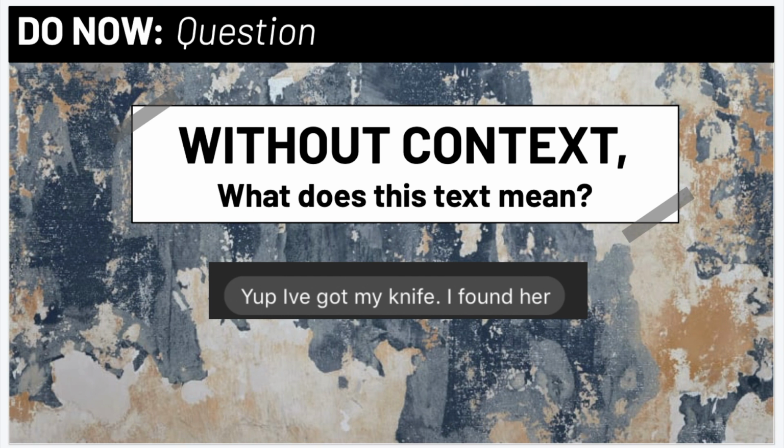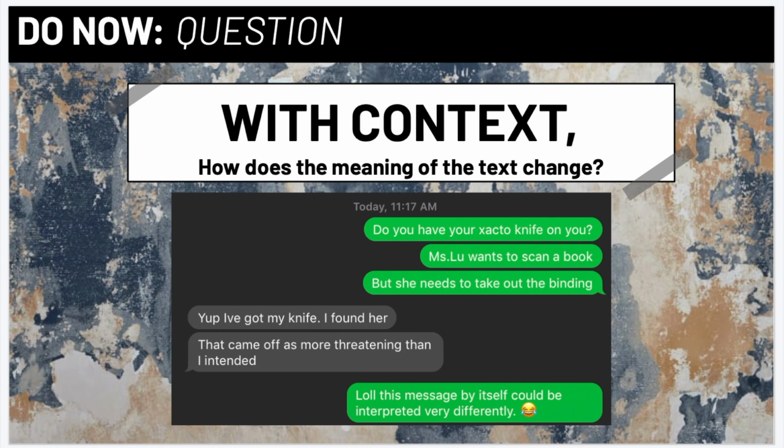So hopefully you've taken a second, you've thought about what this text might mean without any context. And now let's get the context. Do you have an X-Acto knife on you? Miss Lou wants to scan a book, but she needs to take out the binding. And we have this text message again. It says, "Yep, I've got my knife. I found her. That came off more threatening than I intended." And my comment back saying, "LOL." This message by itself could be interpreted very differently. So hopefully the meaning of this text would change based off of the background that you have.